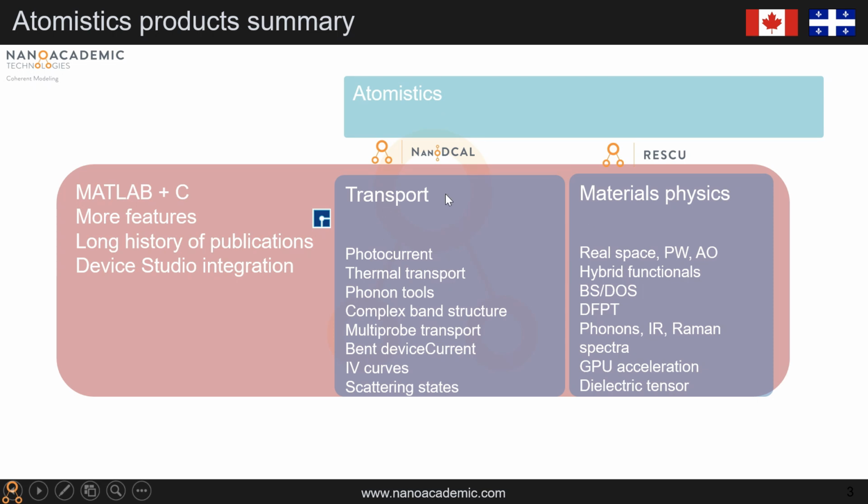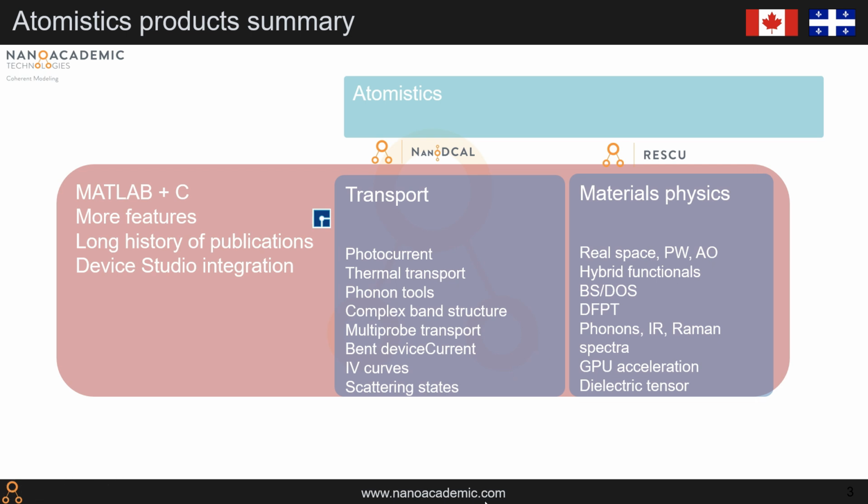At the atomistic level you can see NanoDCAL and RESCU software. Here MATLAB plus C versions are supported, and some of the analyses you can do in these software are photocurrent, thermal transport, phonon tools, complex band structures, multiprobe transport, bend device current, IV curve and scattering states. On the other side, RESCU offers real space, hybrid functionals, band structure or DOS, DFPT, phonon, IR, Raman spectrum, GPU acceleration and dielectric tensors. In our previous video, you have already seen the different properties and their analysis, how we can simulate, and in this video we will only discuss the IV curve.